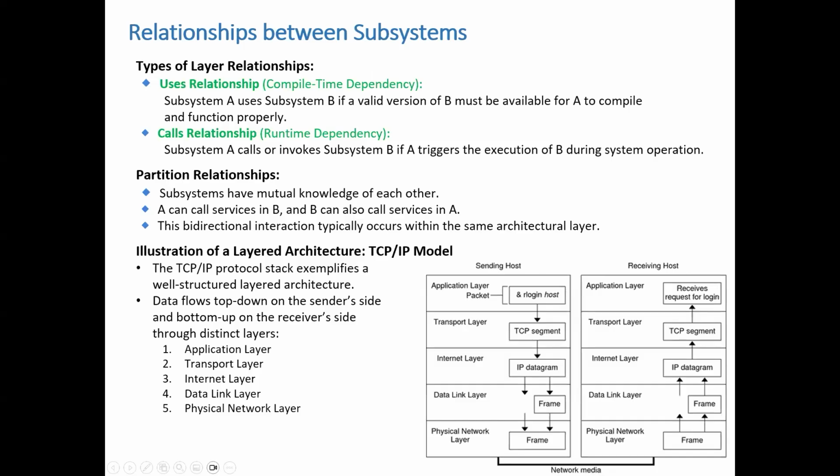Let's take a closer look at how relationships between subsystems are structured in a layered architecture. We generally see two major types of relationship. First, there is a use relationship. This means that subsystem A depends on subsystem B being correctly defined and available at compile time. If B isn't there or isn't the right version, A simply won't compile. Think of this as a development time dependency.